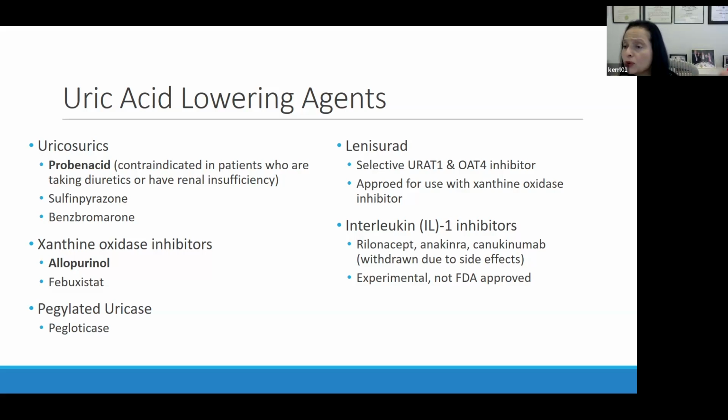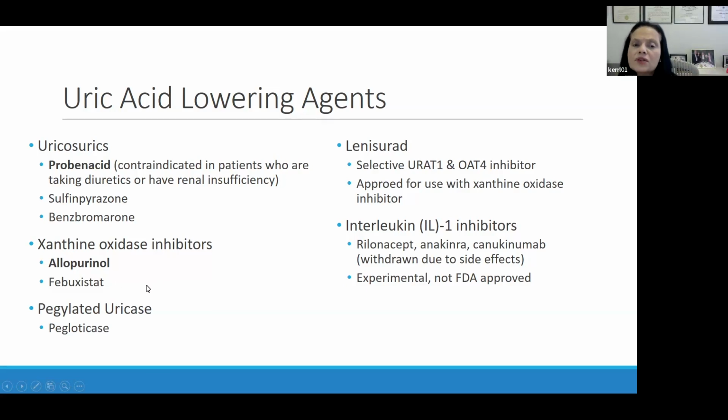So if you're on allopurinol 300 and they're taking it daily and the uric acid is still 9, you're going to go higher, and you can safely go up to 800 milligrams of allopurinol a day if there are no side effects, in order to get your uric acid to that target of less than 6.2 in that patient.